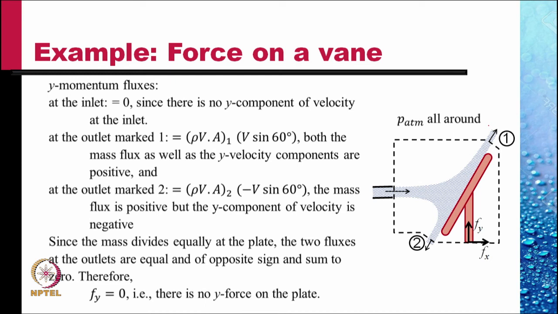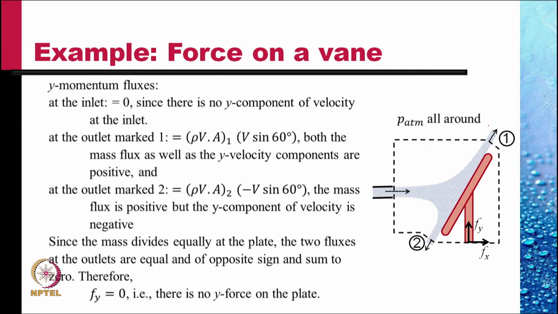At the outlet marked 2, the mass flux is rho VA at 2, positive, and the velocity in the y direction is negative, minus V sine 60 degrees. And so the efflux at 2 is negative.